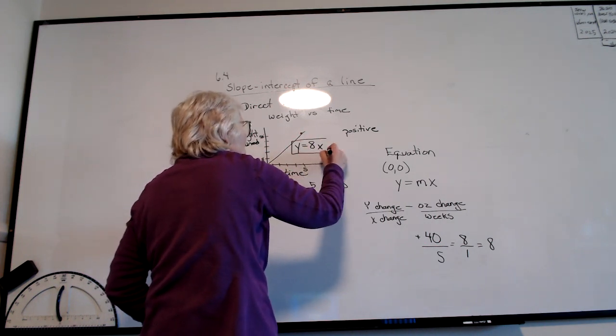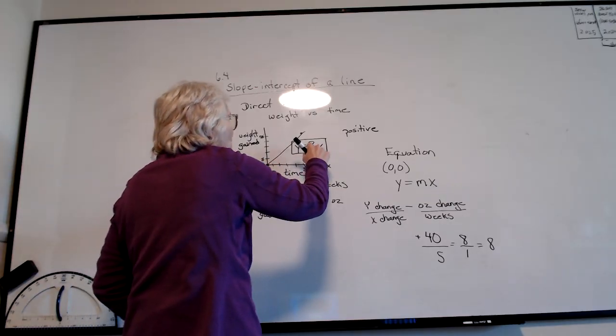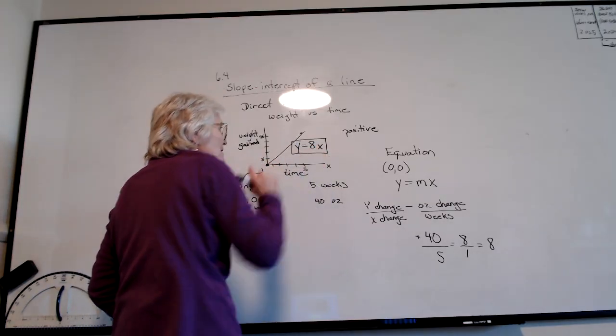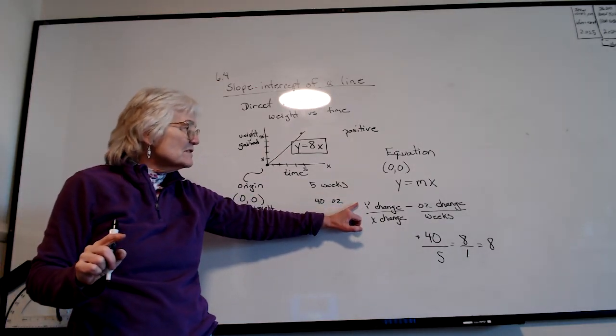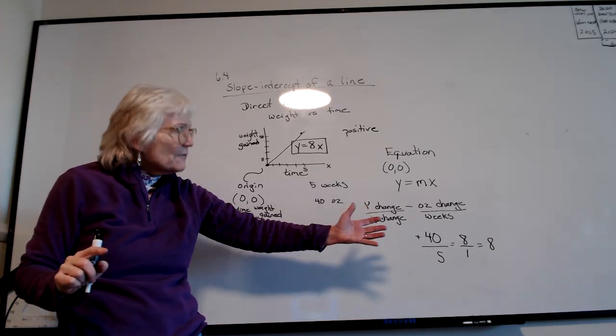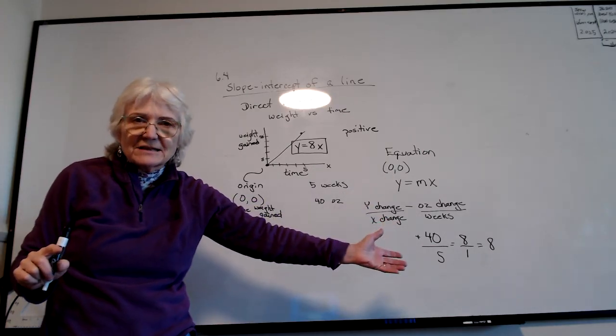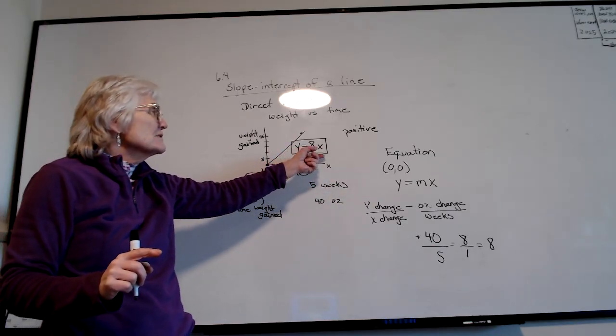It does not cross the y-intercept, it crosses the origin. So we only need to find the slope. We found the slope because it was the number of ounces that changed over the number of weeks that changed. It reduced to 8/1, which is the same as 8. So our equation here would be y equals 8x.